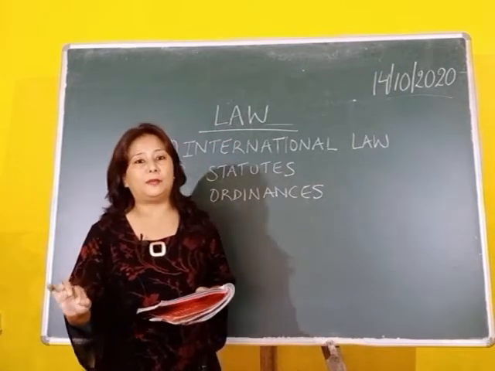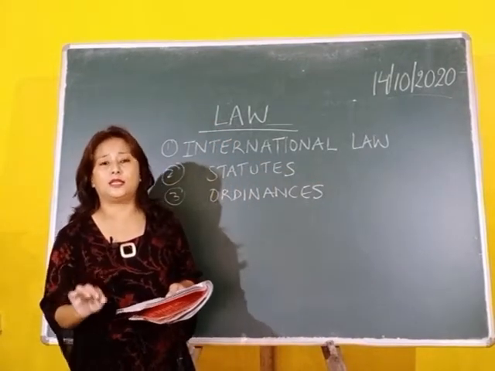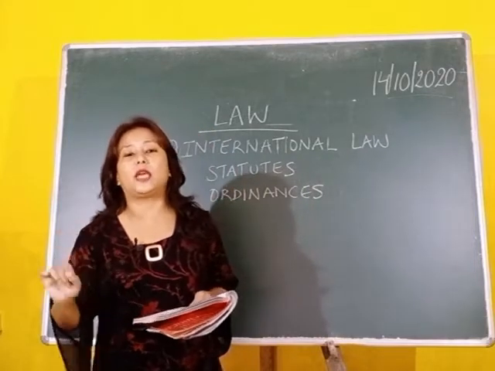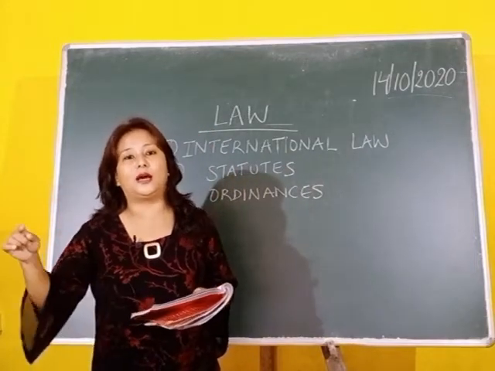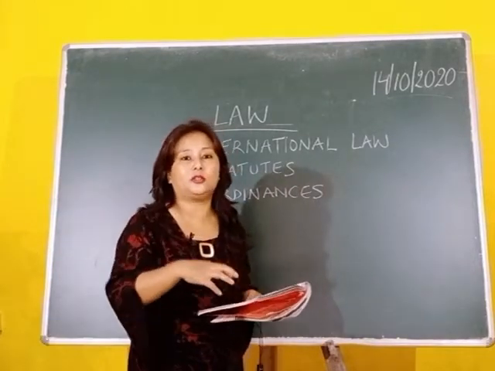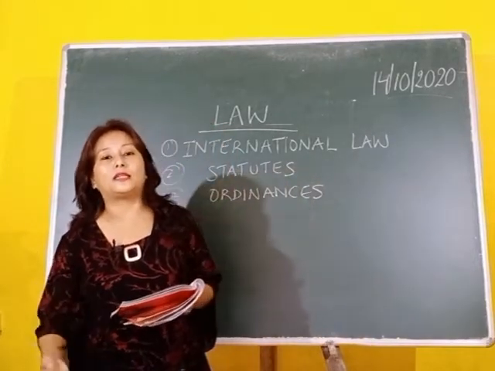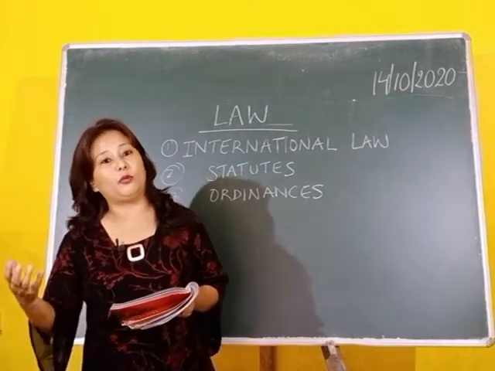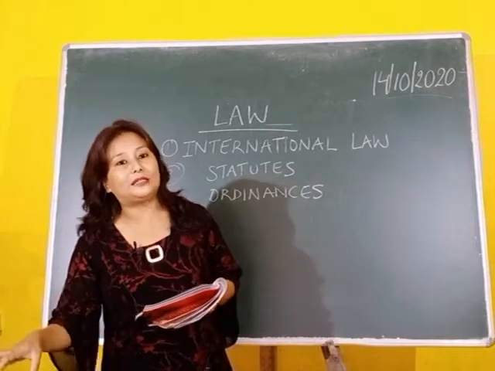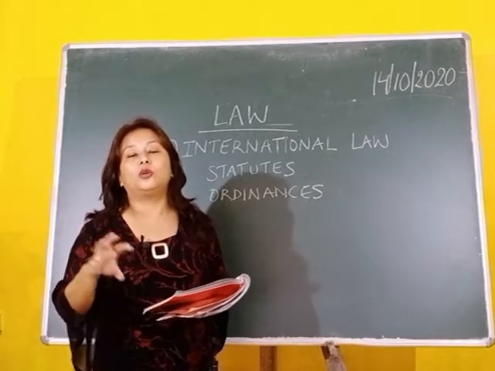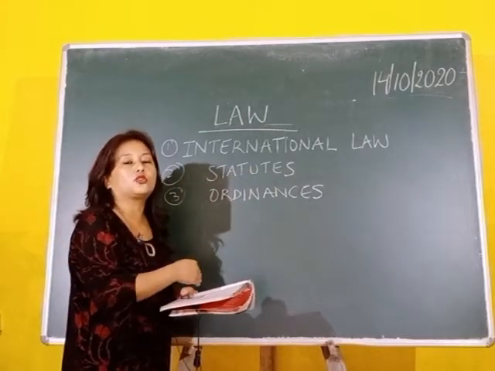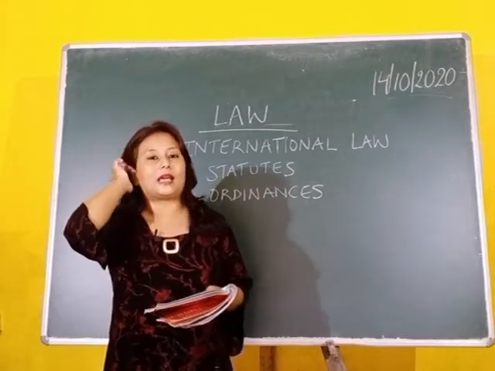But please remember, these ordinances are valid only up to a term of 6 months. After 6 months, even if the 2 houses do not come back into session, these ordinances automatically become invalid. Which means ordinances are only valid till the time the 2 houses are not in session. So these are altogether the 6 different kinds of laws.